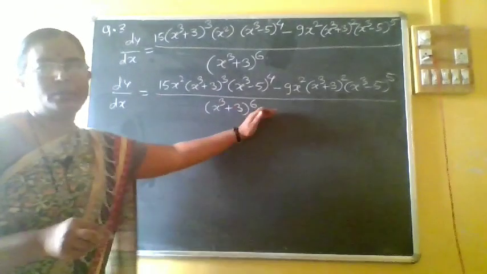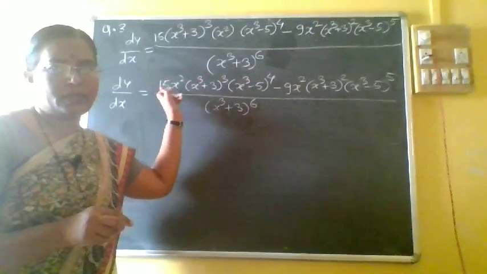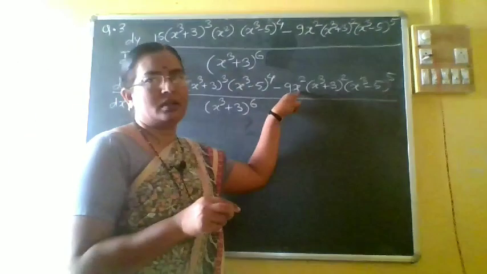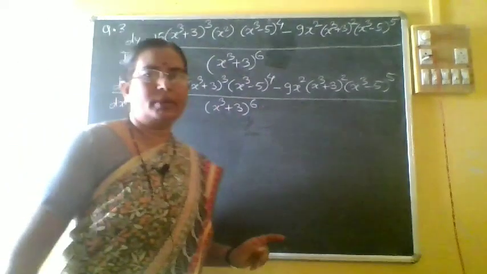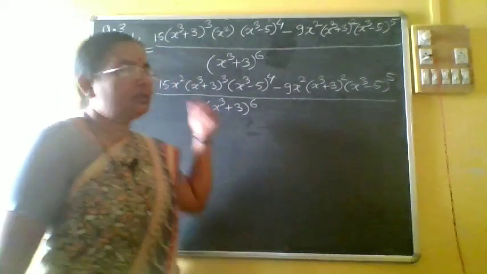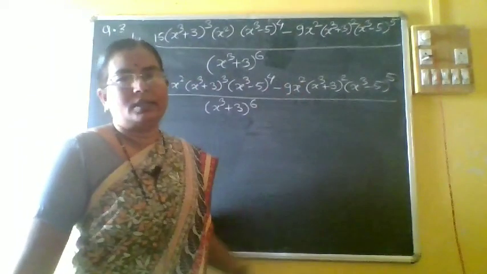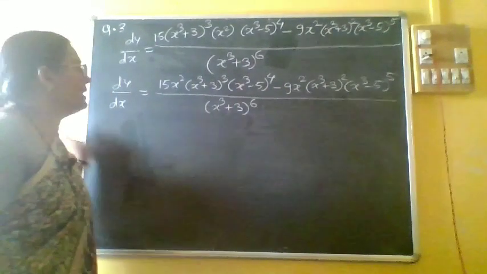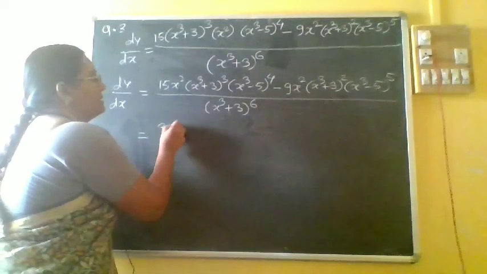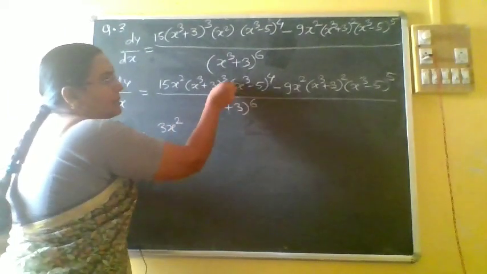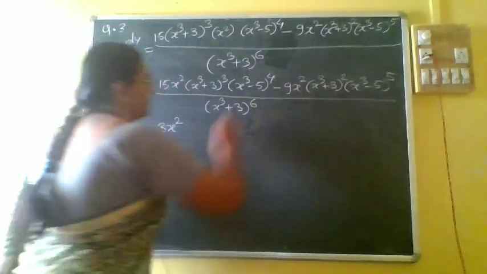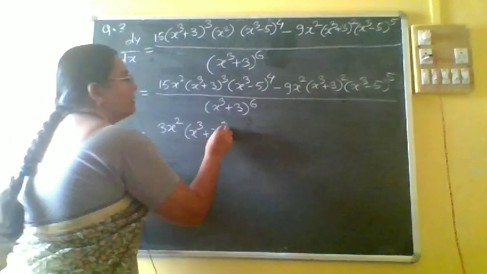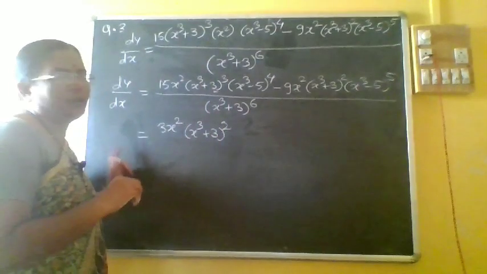Then whatever is common from these two terms, we have to take common: 15x square and 9x square. From these two, we can take common. What common? This is in the table of 3. 3 fives are 15 and 3 threes are 9. Therefore, take 3x square common. From (x cube plus 3) cubed and (x cube plus 3) squared, we can take the common factor (x cube plus 3) squared. One bracket is remaining here.